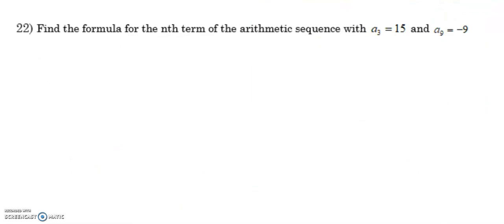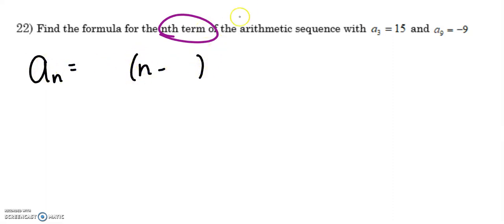All right, find the formula for the nth term of the arithmetic sequence with a sub 3 is 15 and a sub 9 is negative 9. Well, to start, I know that a sub n equals something times n minus something. I'm looking for my difference, and I'm looking for some coordinate point. So I'm going to say I know a sub 3 is 15, so I'm going to say 3 and 15.